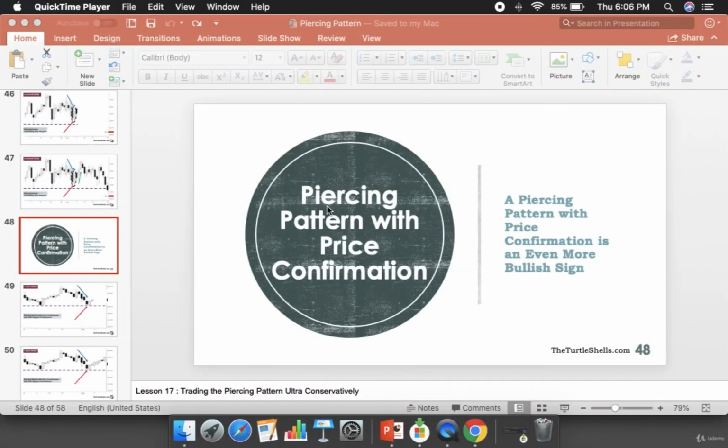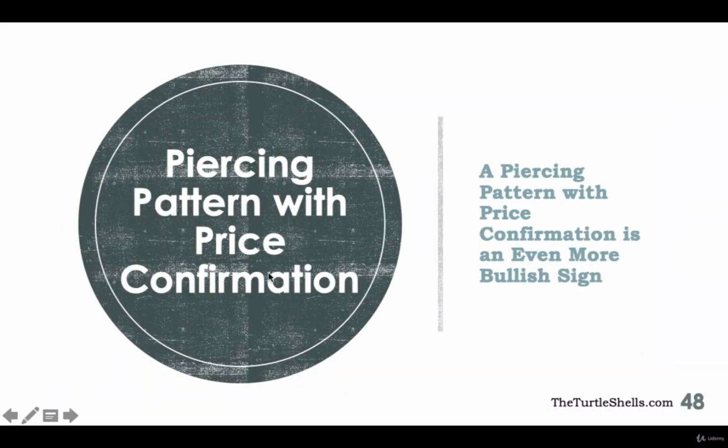Alright, so now we look at the piercing pattern with price confirmation. We have looked at similar examples for the hammer and the bullish engulfing pattern. The same concept applies for a piercing pattern with price confirmation. So a piercing pattern with a price confirmation is an even more bullish sign. What we do in this is that we have a piercing pattern, then we wait for one more candle. If that candle closes above the piercing pattern's close, then we have extra bullish confirmation on that trade.